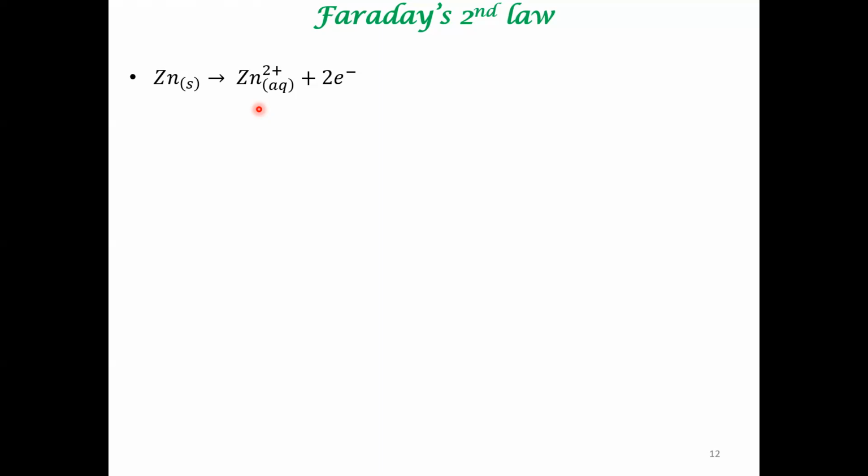So the second law of Faraday is useful for discussing how much of material is being deposited when current is passed through the electrochemical interface, normalized to the molecular weight of the material and the charge required for reducing the ions in the system.